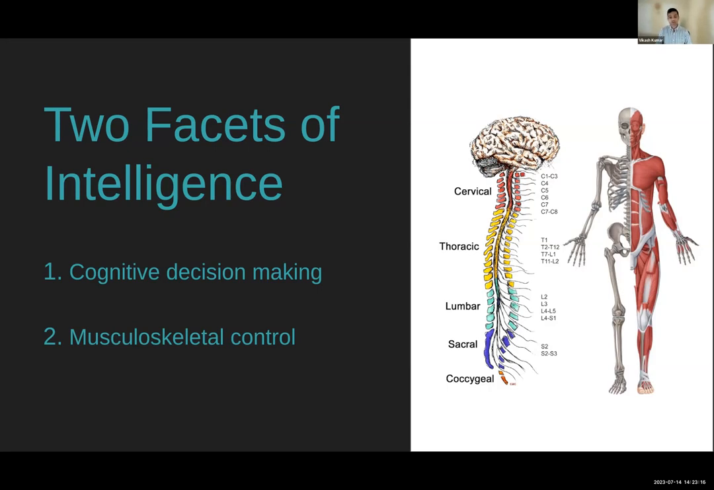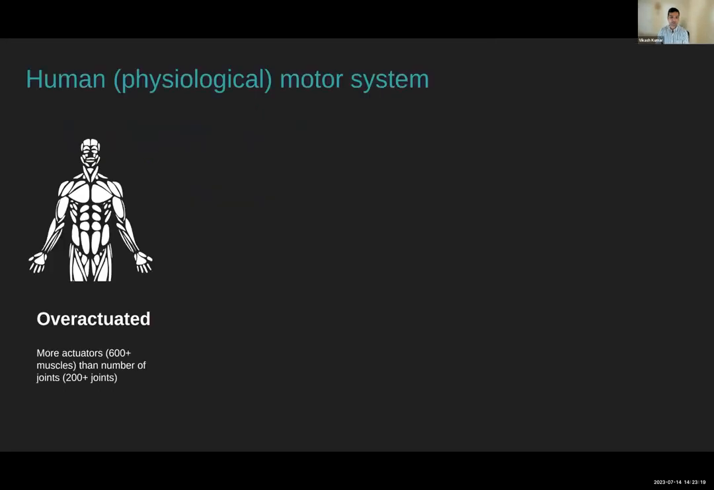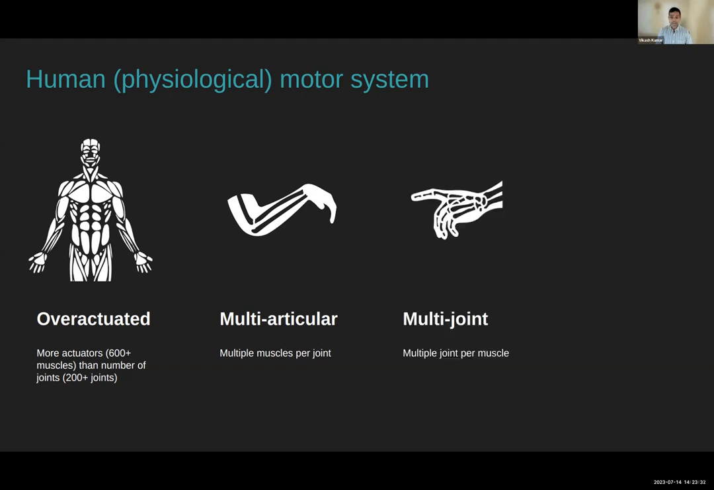So the question is, what is so special about the musculoskeletal control? One, it's an over-actuated system. That is, there are more actuators than the number of joints that the body has. Second, it's multi-articular. That means there are multiple muscles involved per joint. It's a multi-joint system, that is, multiple joints per muscle group. And finally, it's a pull-only system. So from a bird's eye viewpoint, you can see how complicated this whole system looks. And if it is this complicated, the brain must be doing something smart and intelligent in order to handle all of these complications.